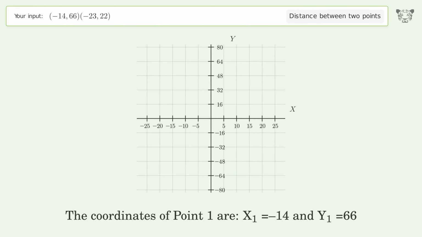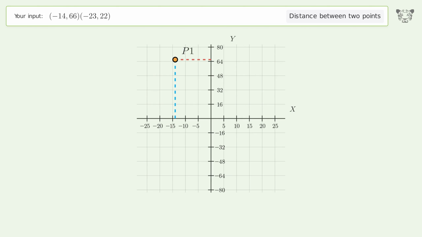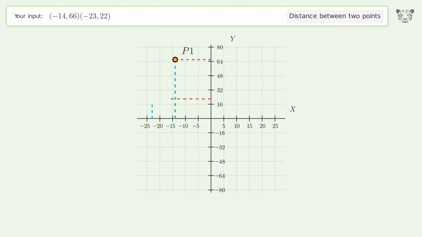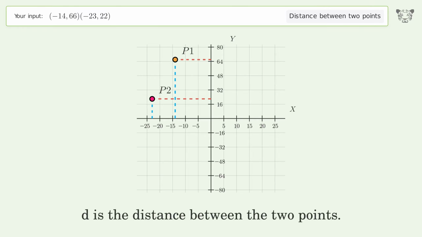The coordinates of point 1 are x1 equals -14 and y1 equals 66. The coordinates of point 2 are x2 equals -23 and y2 equals 22. D is the distance between the 2 points.